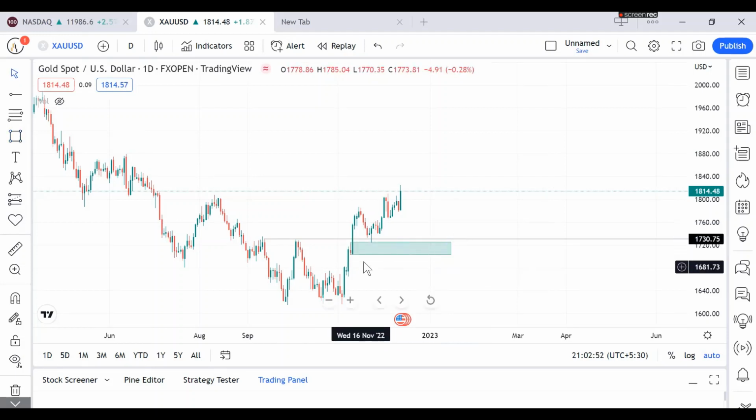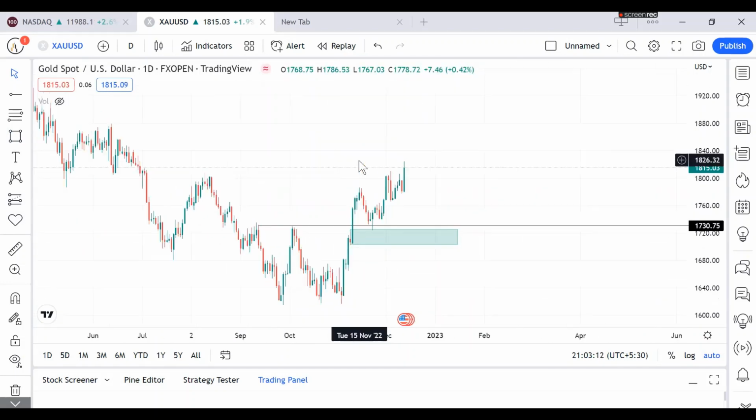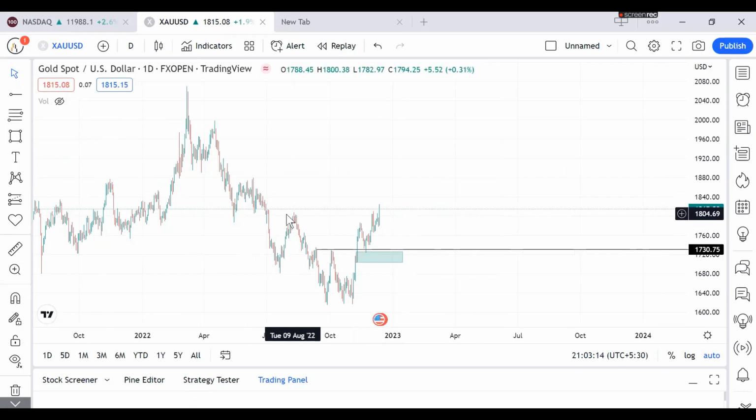you could see that there was a demand zone here, and then the market came back to this zone, and then it went up. So we can now agree that the market is on a bullish movement on a daily time frame, right? So the market is going up on a daily time frame. Now let us see how far it can go up.